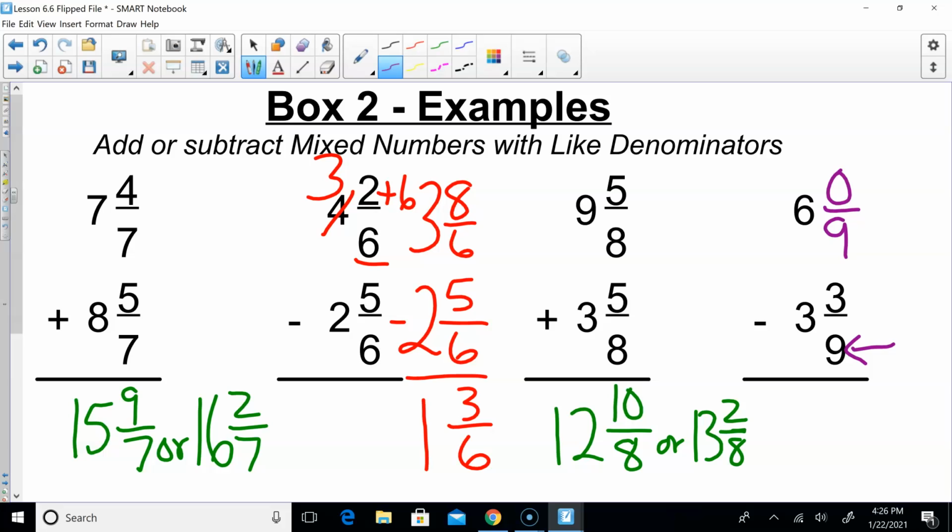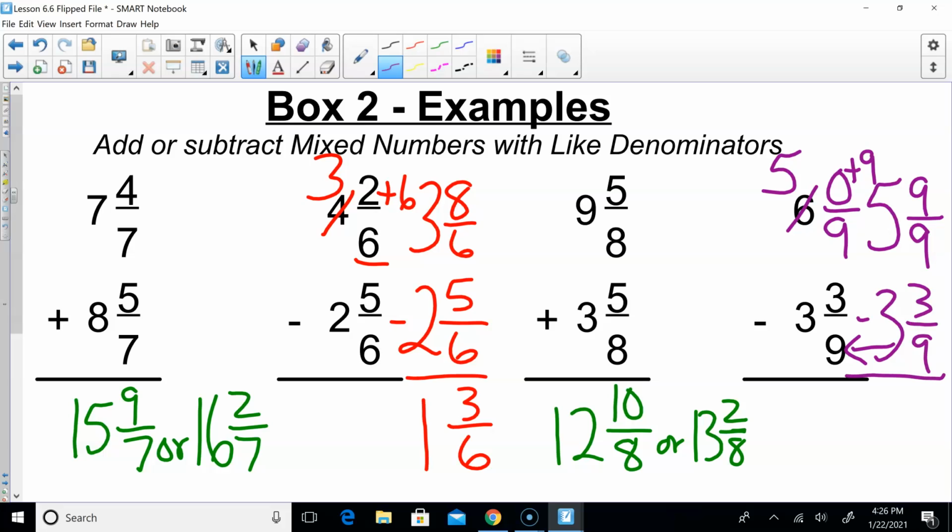Well, now it looks very much like the other problem we did with 4 and 2/6 and 2 and 5/6. We're going to cross off the 6 and make that a 5. We're going to take this 0 and add 9 to it. So it's really 5 and 9/9, which is the same as 6, minus 3 and 3/9. And now we can subtract: 9 minus 3 is 6/9, and 5 minus 3 is 2. So 2 and 6/9 equals the answer.